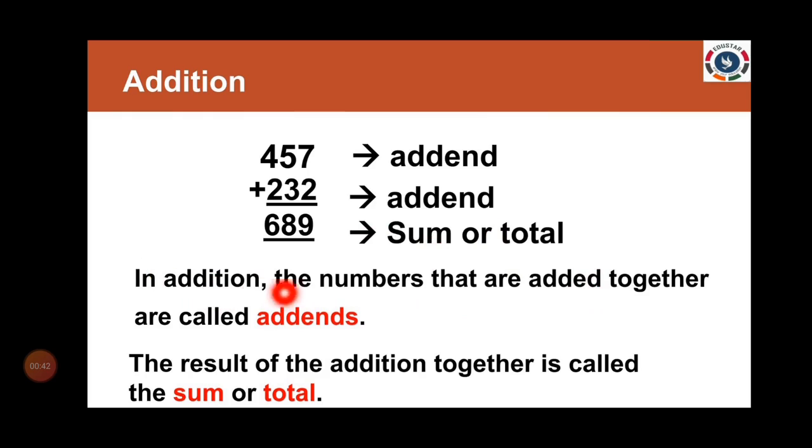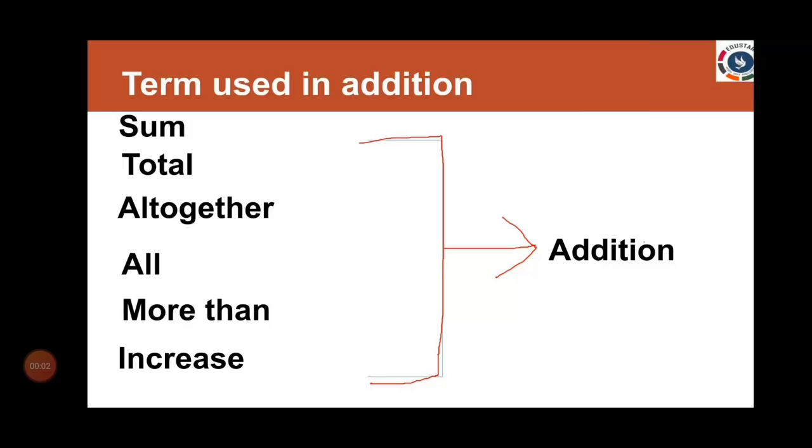In addition, the numbers that are added together are called add-ons. The result of the addition, that we finally get, is called sum or total. Terms used in addition: sum, total, altogether, all, more than, increase. So these are the words that are all related to addition.